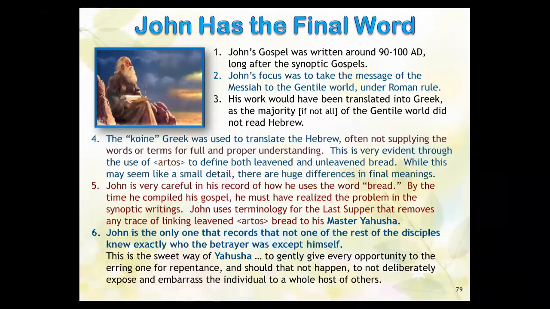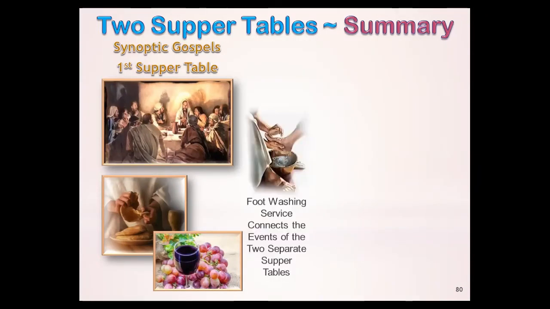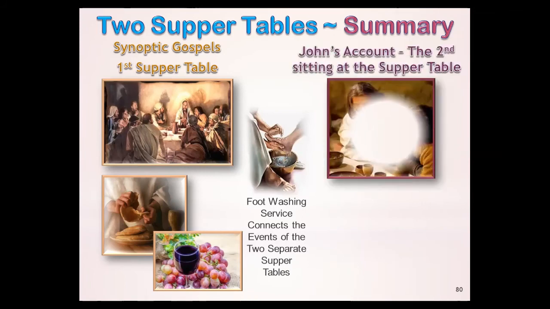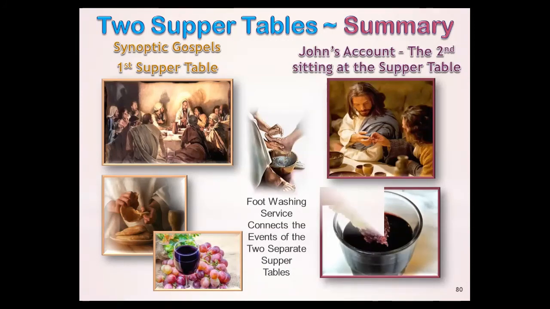Two supper tables. Let's do just a little summary. The Synoptic Gospels have a first supper table with the unleavened bread and the unleavened drink. Then came the foot washing service. It connects the events of the two separate supper tables. In John's account, he just has the second sitting at the supper table, but John's going to tell you about the sop that was dipped, and it was dipped really good, soaking wet.